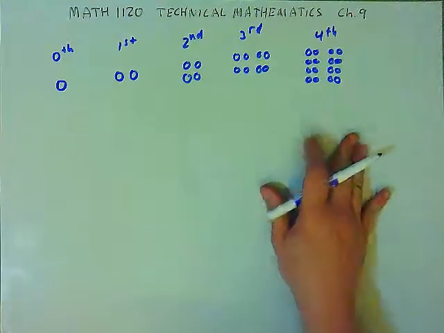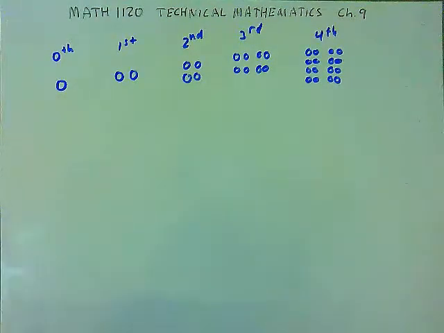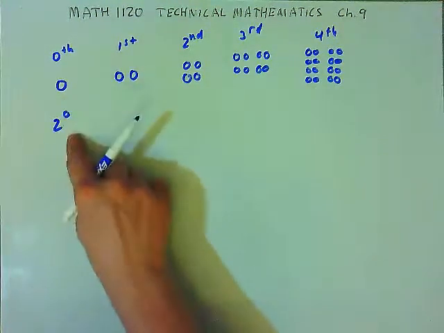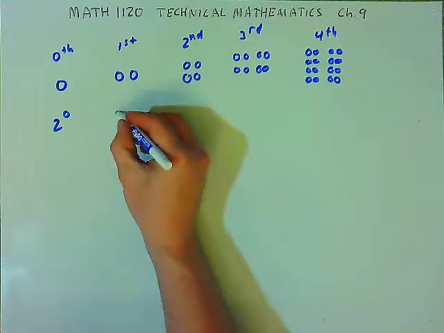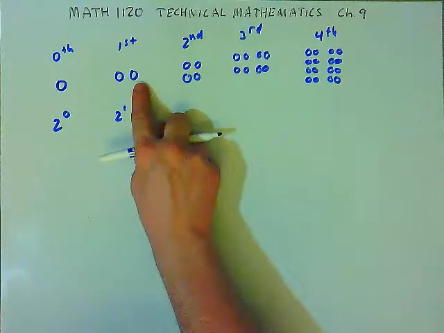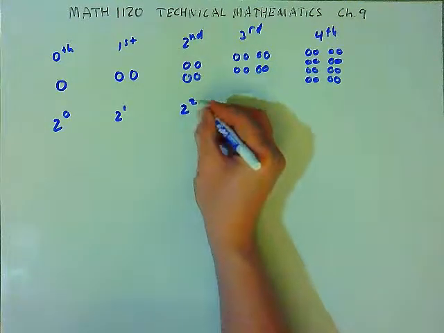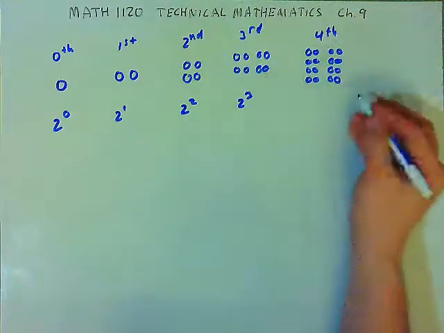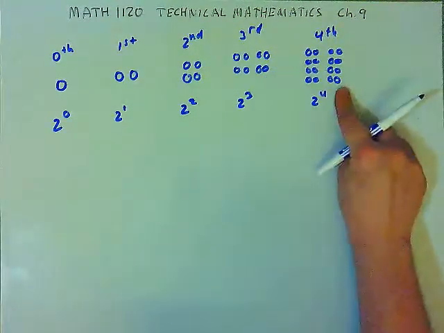And so this is an example of an exponential function. And so this is following the pattern of 2 to the 0th power, which is just 1 cell, 2 to the first power, which means you have 2 cells, 2 to the second power, which is 4, 2 to the third, which is 8, and then 2 to the fourth, which is 16.